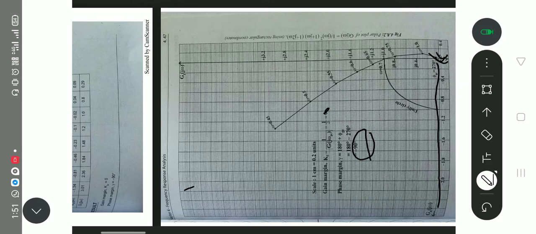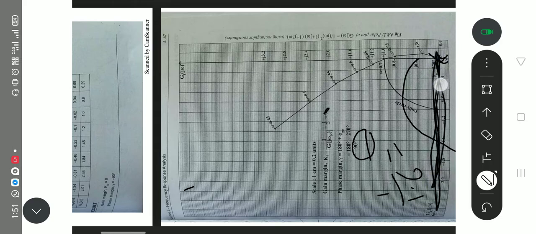For example, if this polar plot touches the x-axis at 1.6, in that case the gain margin is 1 by 1.6. That is the gain margin. But here there is no touching point with the x-axis, right? So in that case we take the gain margin as 1 by infinity, that is, the gain margin is 0.